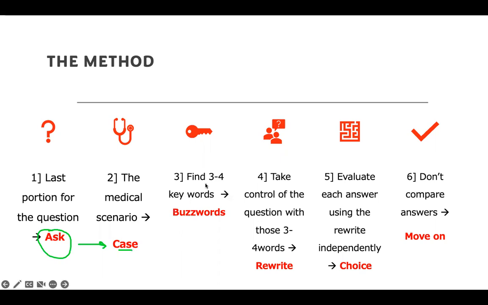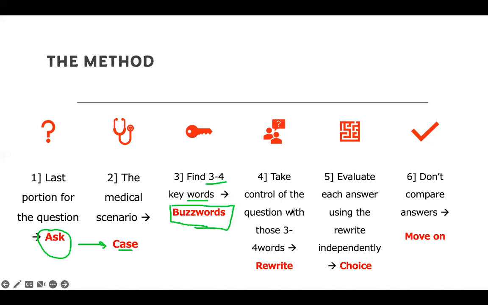Then find 3 to 4 keywords. Not every word is a keyword. I call that buzzwords. So you find the buzzwords in the question, just 3 to 4. Even 3 is sometimes enough. If you're getting more than 4, you're confusing yourself. You don't know what is being asked. You are not focusing on the main information the examiner wants you to know.